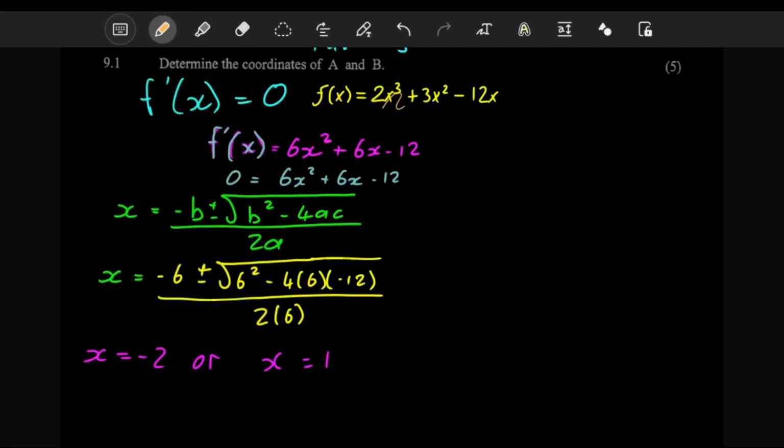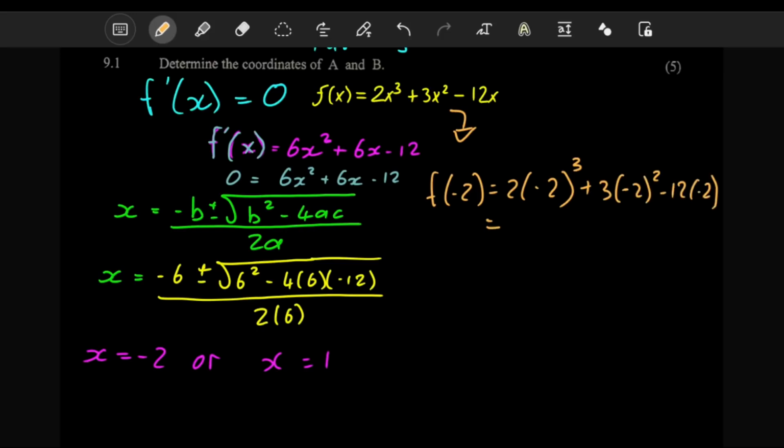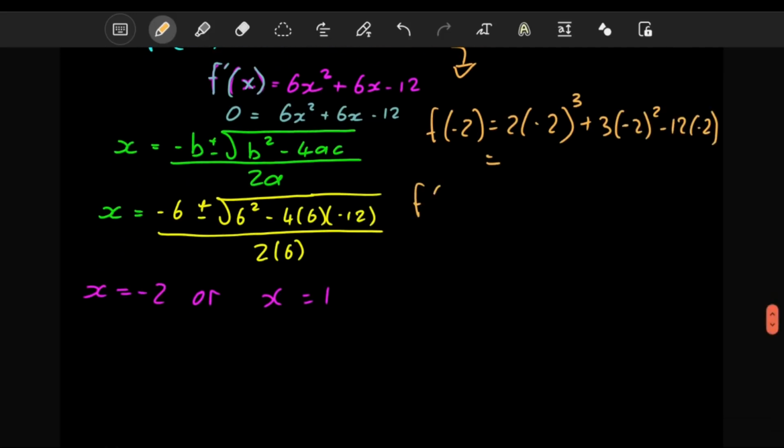We need to get our y. Here we have two x values. To get the corresponding y values, we just throw them into our original equation. Where x is, we can throw in negative 2 first, and afterwards a positive 1. Let's see what this gives us in our calculator. For the negative 2, we are getting a 20. And for the 1, we are getting a negative 7.